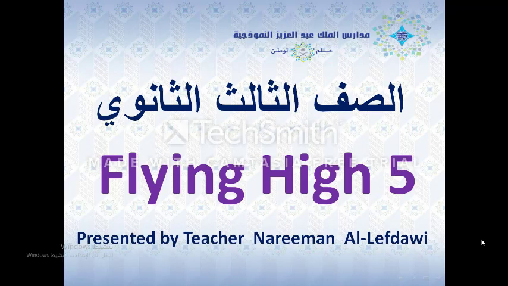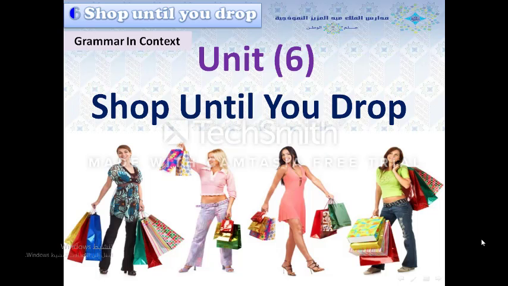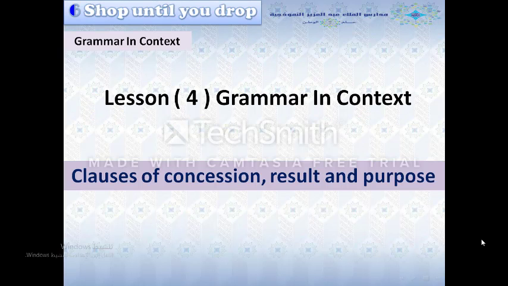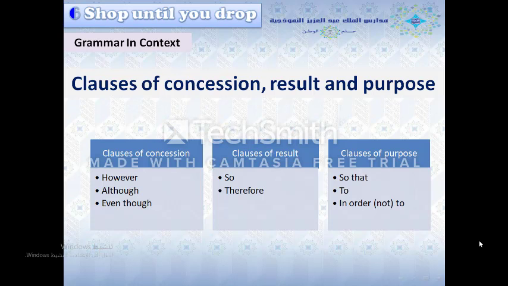I'd like to present a lesson from Flying High 5. I hope you enjoy it. The title of Unit 6 is Shop Until You Drop. Lesson 4 is a grammar in context. It's about clauses of concession, result, and purpose.